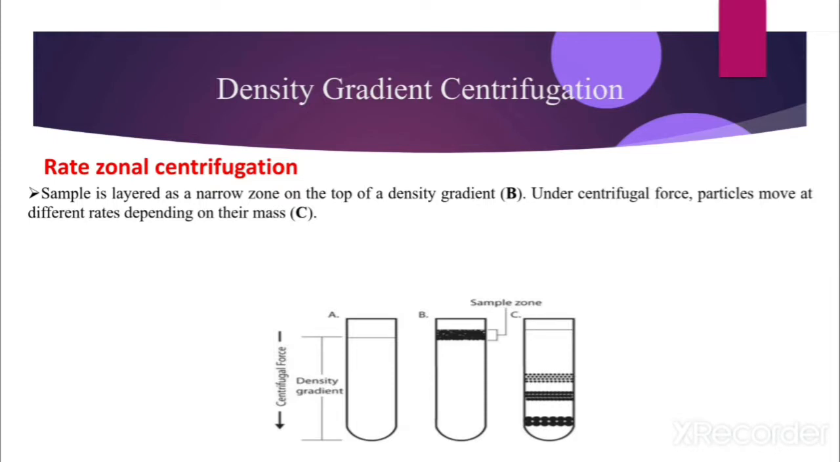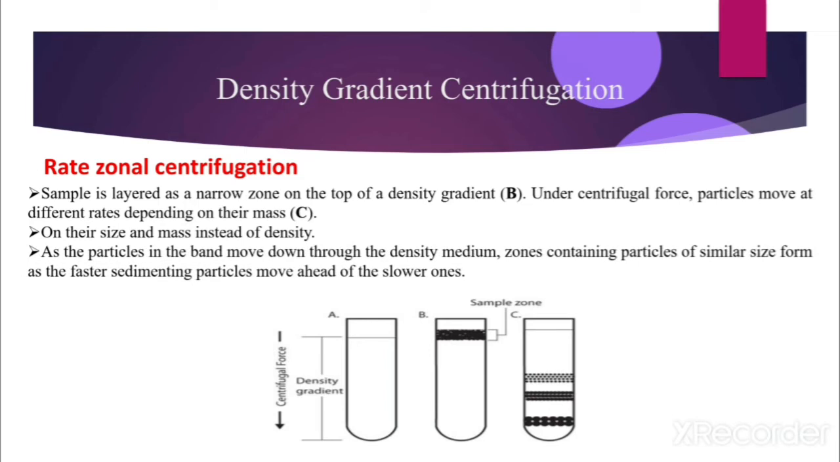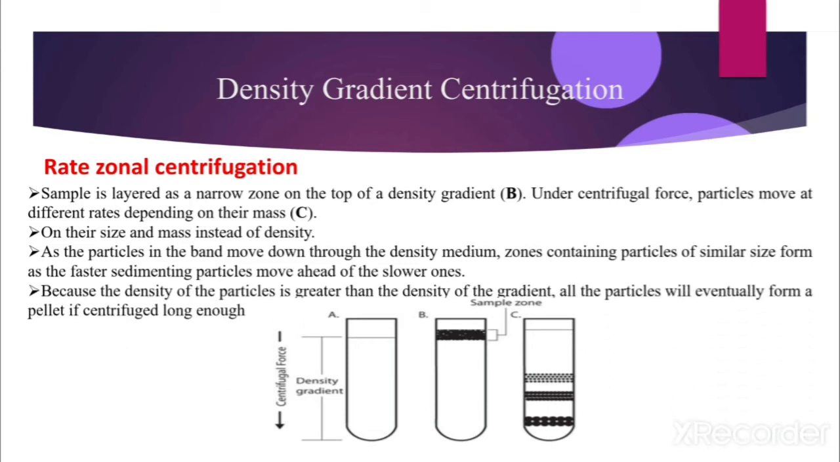The sample is layered as a narrow zone on the top of the density gradient. Under centrifugal force, particles move at different rates depending on their size and mass instead of density. As these particles in the band move down through the density medium, zones containing particles of similar size form as the faster sedimenting particles move ahead of the slower ones. Because the density of the particles is greater than the density of the gradient, all particles will eventually form a pellet if centrifuged long enough.